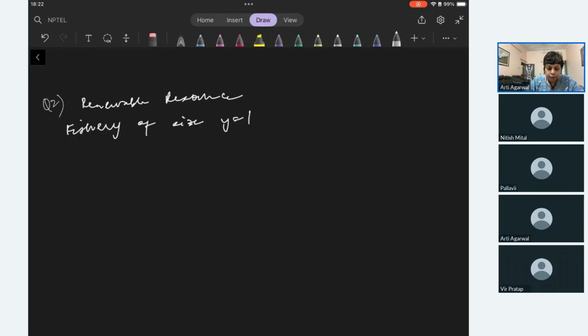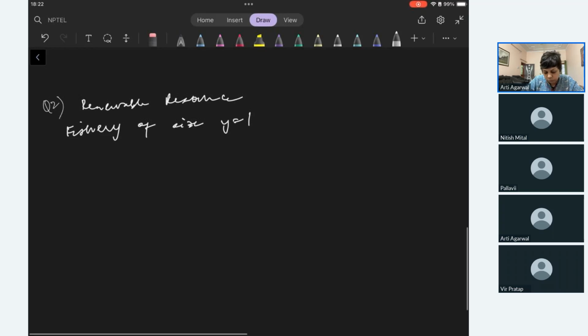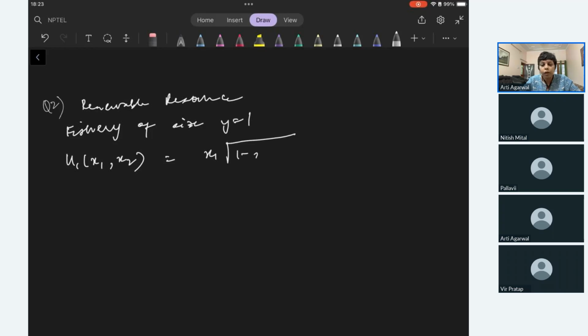Now we'll again write the utilities of both the groups, say u1 of x1 comma x2 equal to, what will it be? This time it is going to be in proportion to the regenerated quantity of the resource. So it will be x1 under root 1 minus x1 minus x2, because there is no cost factor c x1 here. And similarly, u2 of x2 comma x1 is equal to x2 under root 1 minus x1 minus x2.